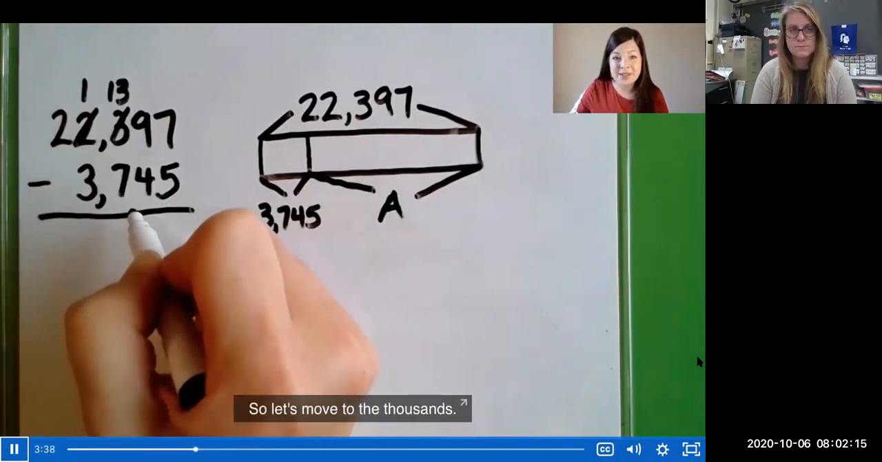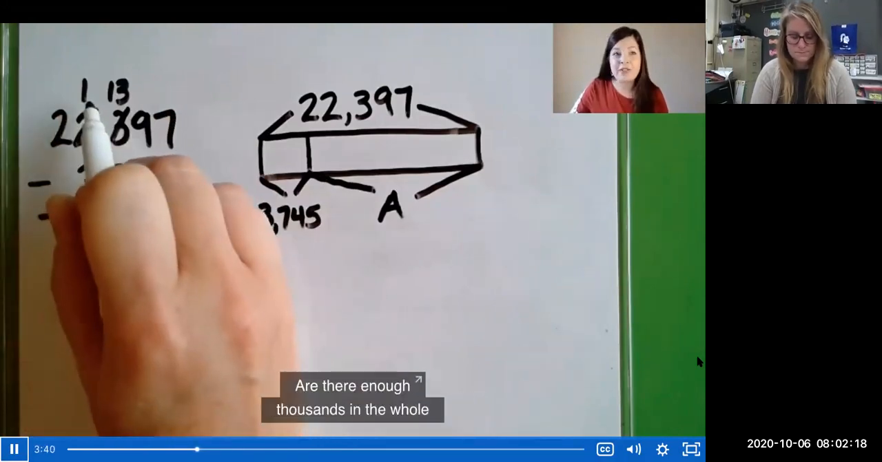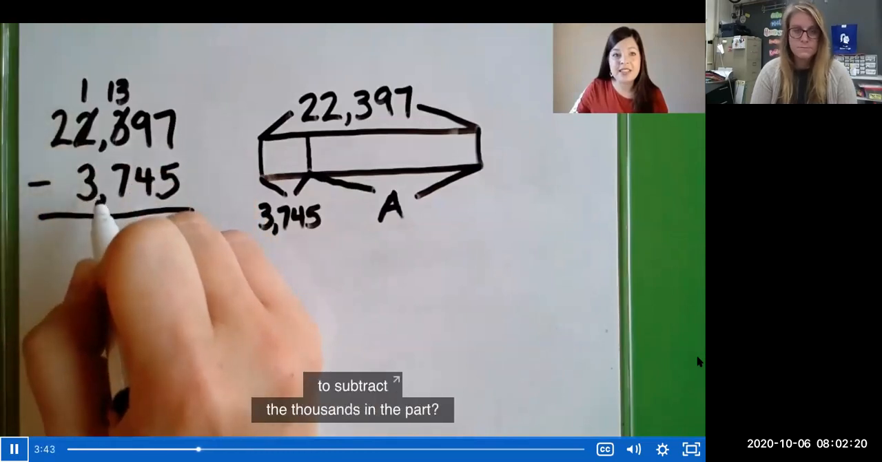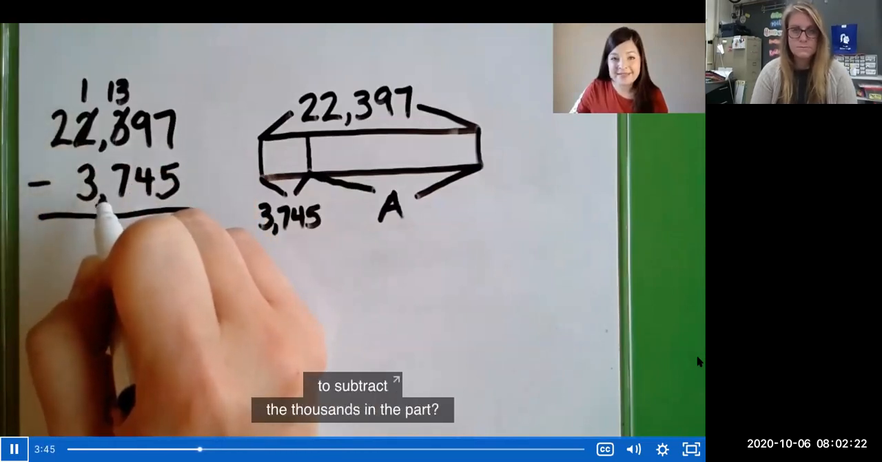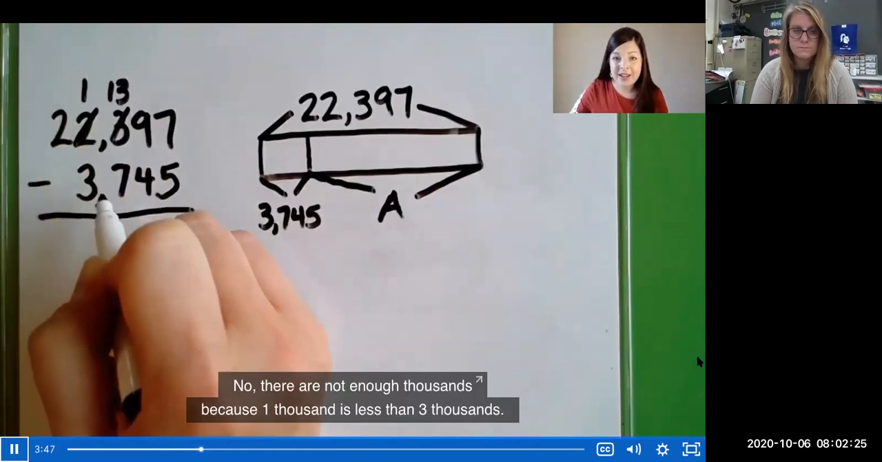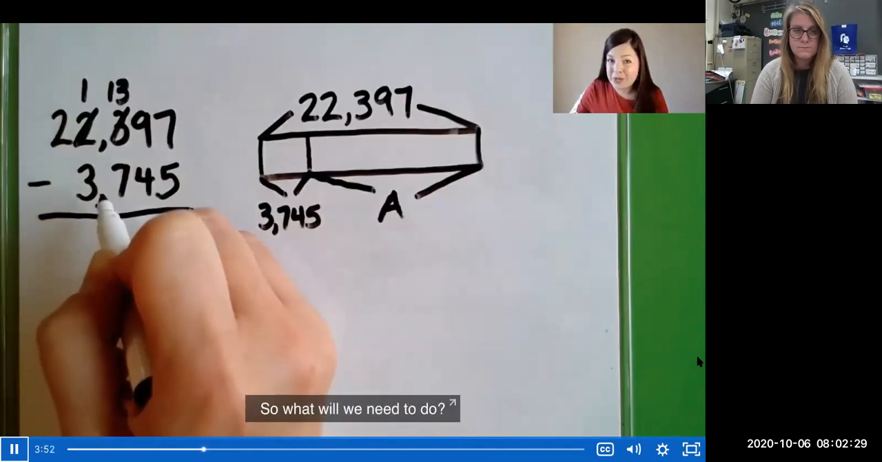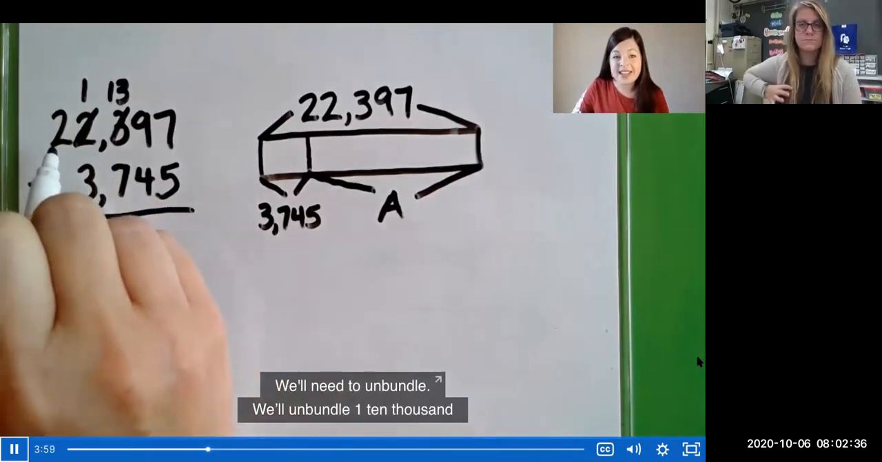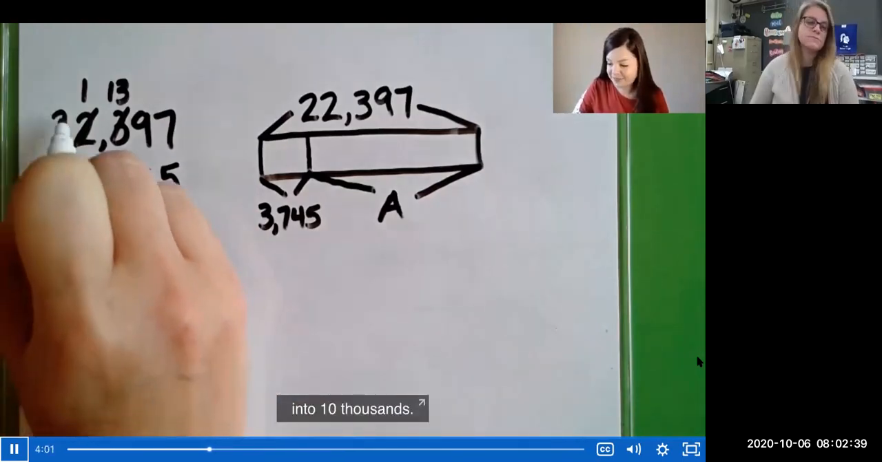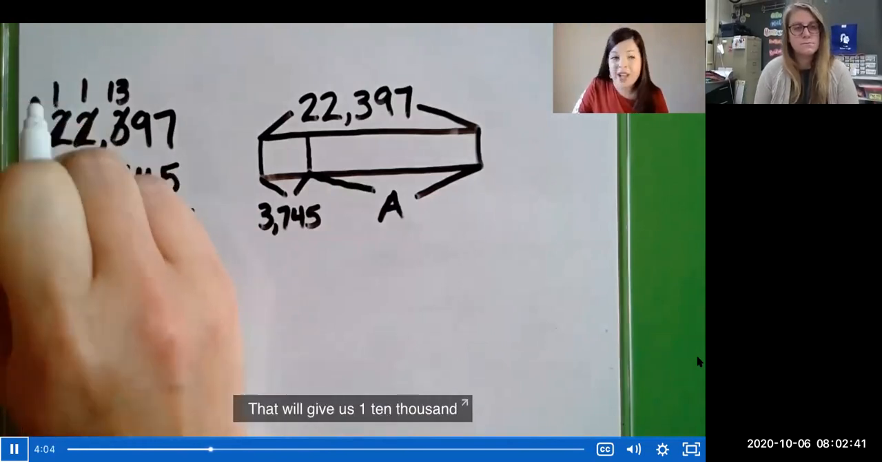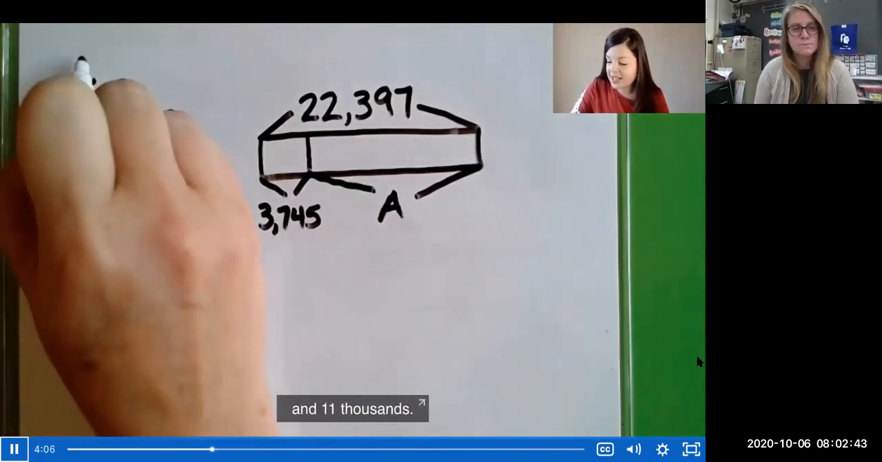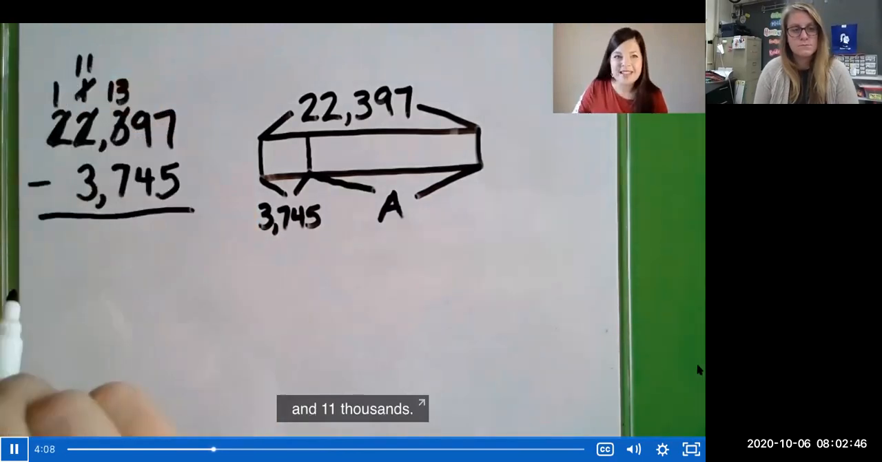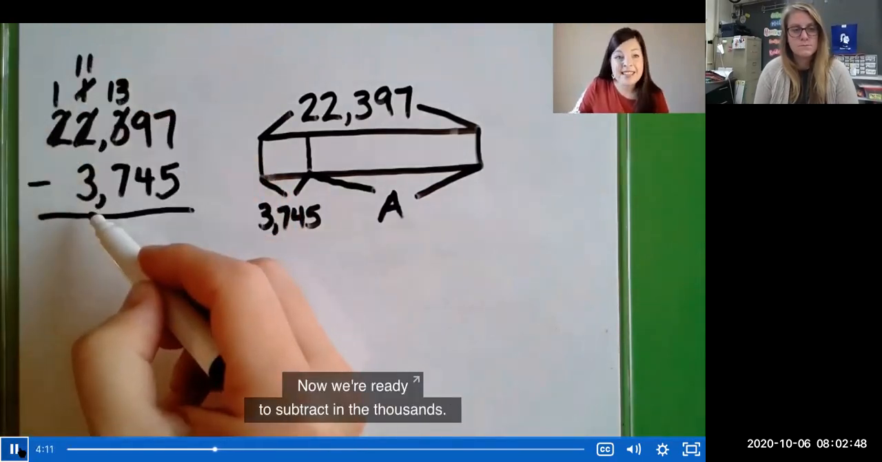So let's move to the thousands. Are there enough thousands in the whole to subtract the thousands in the part? No, there are not enough thousands because 1,000 is less than 3,000. So what will we need to do? We'll need to unbundle. We'll unbundle 10,000 into 10 thousands. That will give us 10,000 and 11 thousands. Now we're ready to subtract in the thousands.